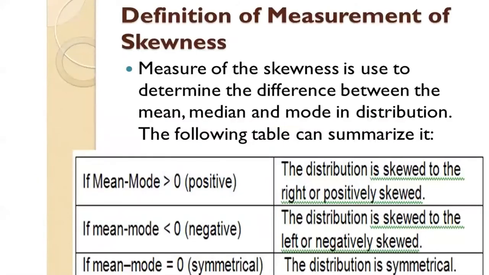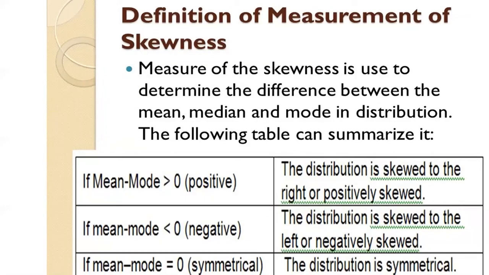Now we have skewness, the measurements of skewness. Skewness means when the values of mean, median and mode are not equal. In the case of a normal distribution curve, when these three values are not equal, then there exists some skewness. Measures of skewness are used to determine the difference between the mean, median and mode in a distribution. The following table can summarize it, so let's understand from here.